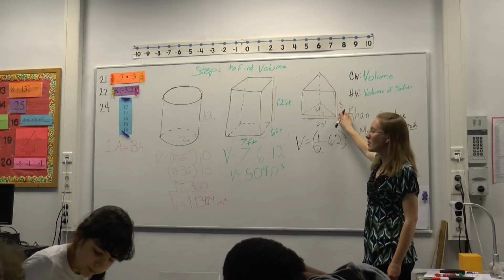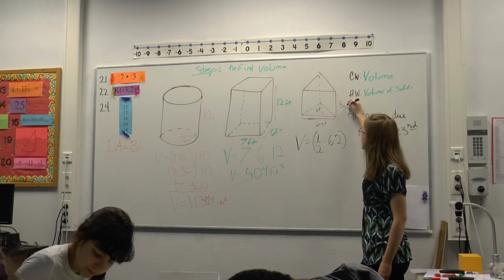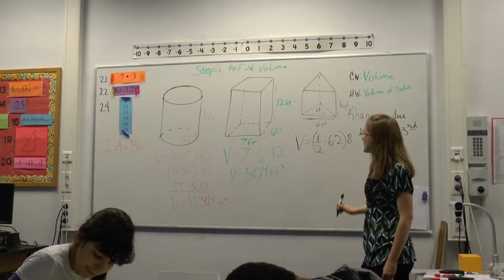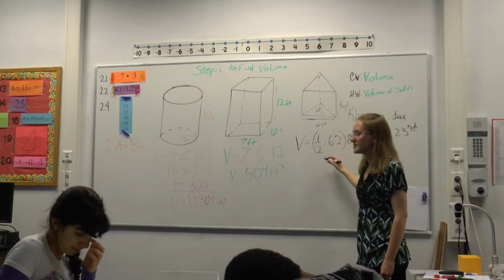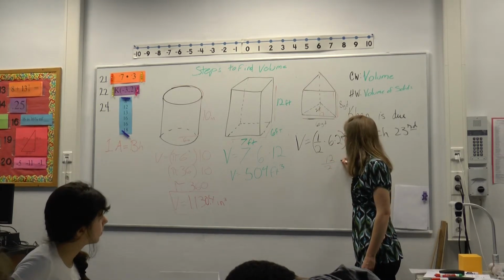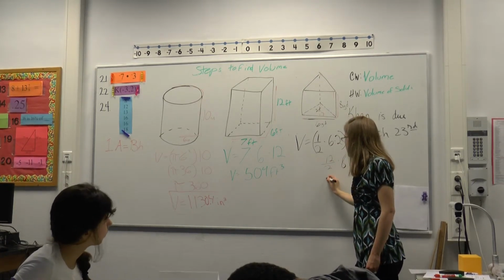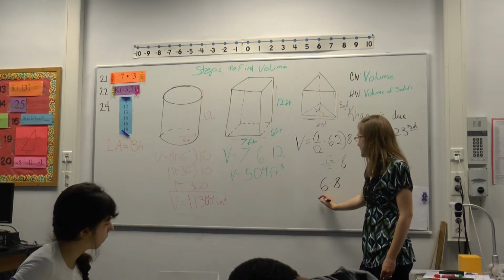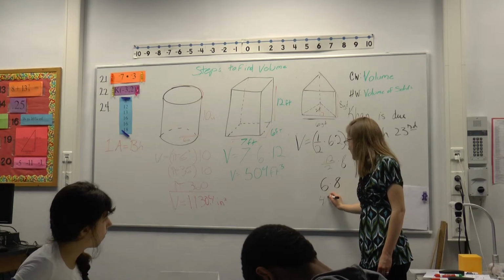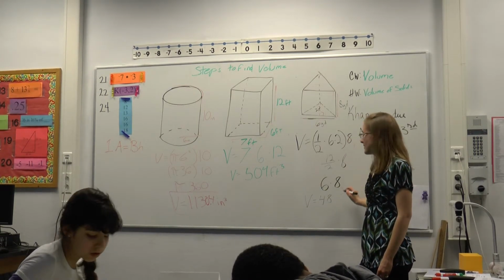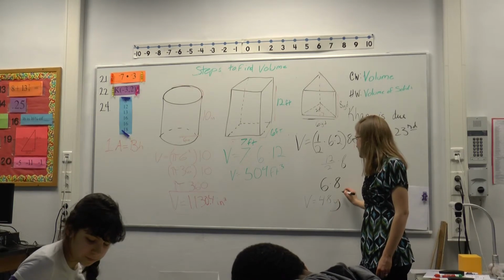And multiply by the whole height of the figure, which is 8. Alright, so 6 times 2 is 12, divided by 2 is 6, times 8, 48. So our volume equals 48 yards cubed.